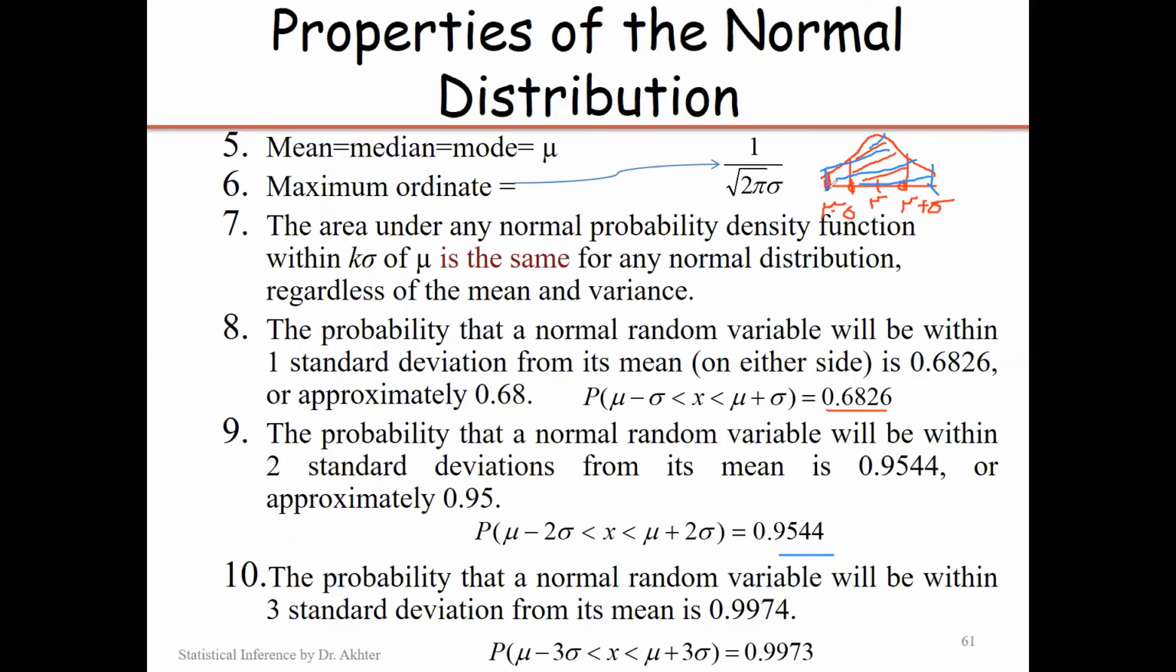3 sigma will be where? If this is sigma, this is 2 sigma, and 3 sigma will be here. I'm changing the pen here again. It is down. It is 3 sigma. And it never touches the x-axis, because it has a horizontal asymptote. It is mean minus 3 sigma and this is mean plus 3 sigma.